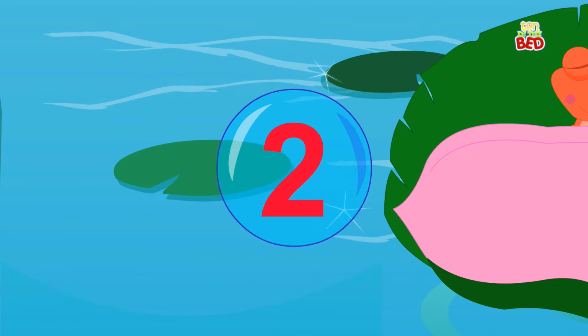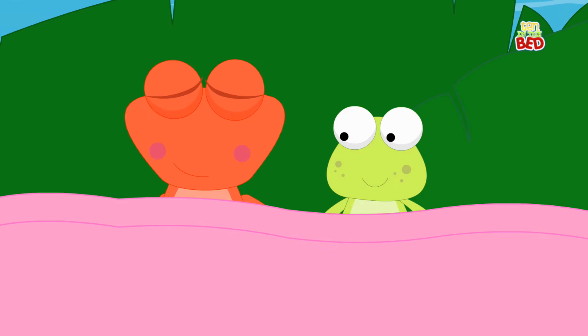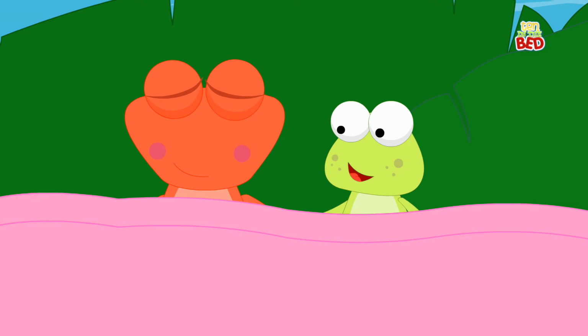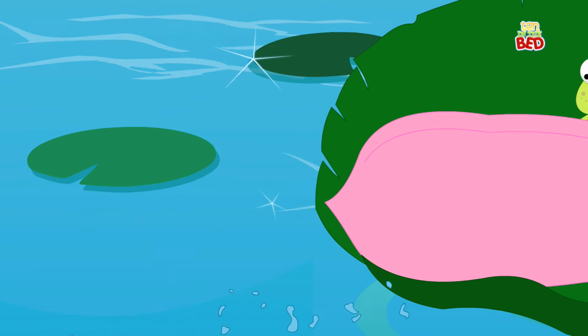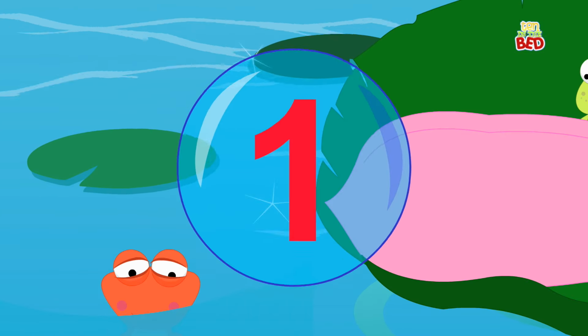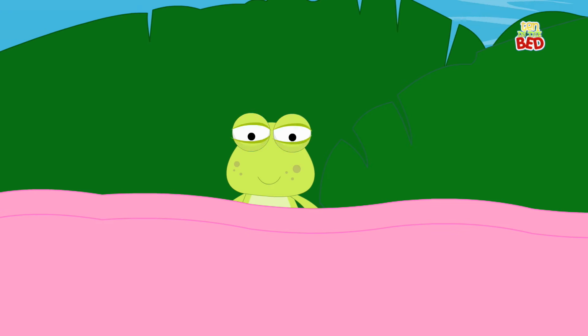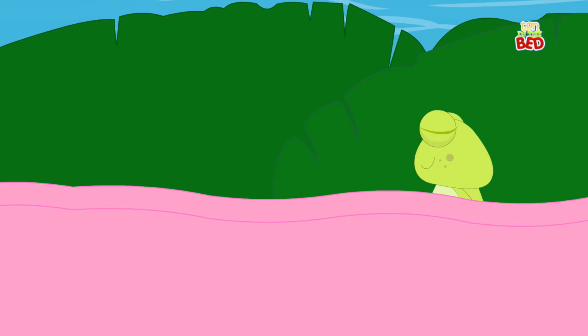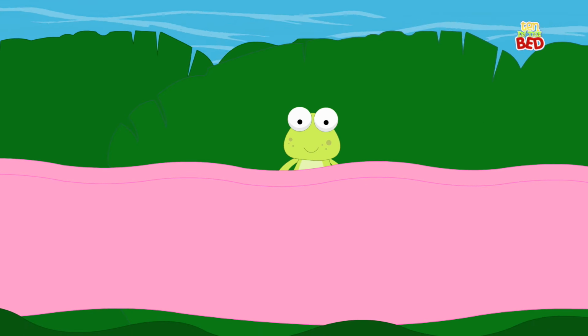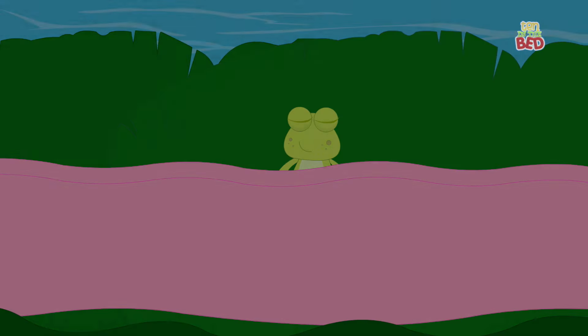Two, two. There were two in the bed, and the little one said, roll over, roll over. So they all rolled over, and one fell out. One, one. There was one in the bed, and the little one said, good night.